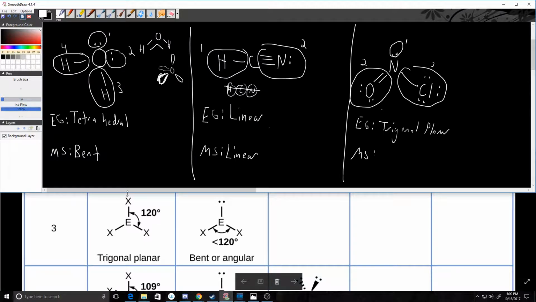The molecular shape, though, is going to be over here. That'll be bent, essentially. That pair of electrons pushes the oxygen and the chlorine down to form this angle here. This will be less than 120 degrees, though.